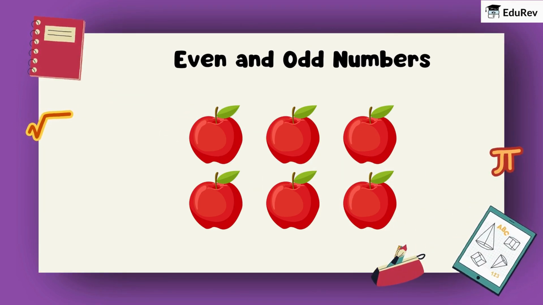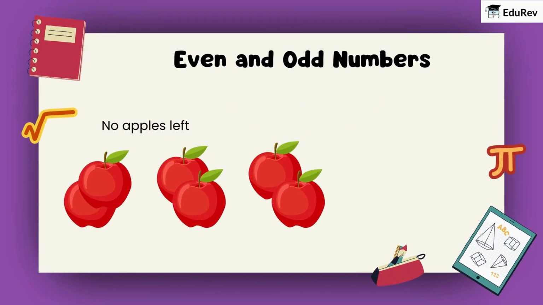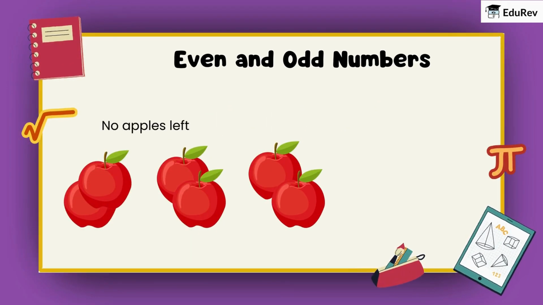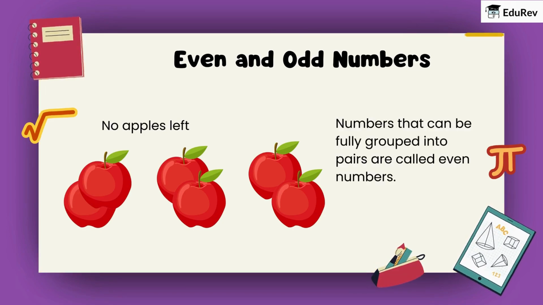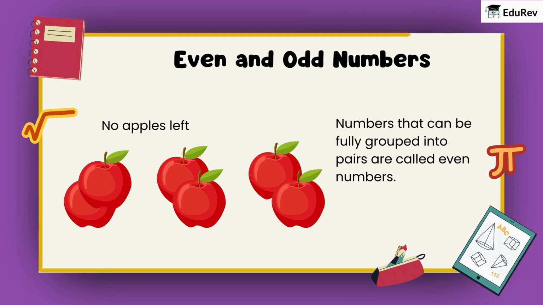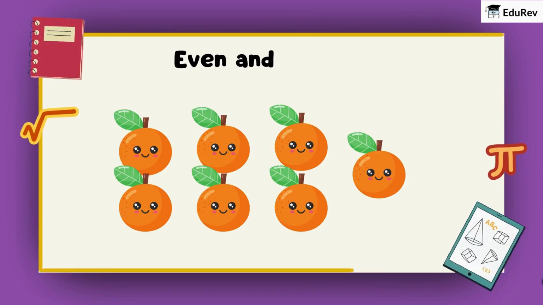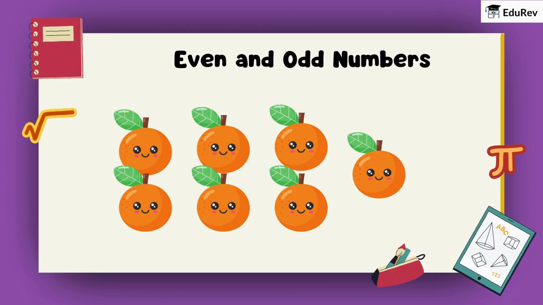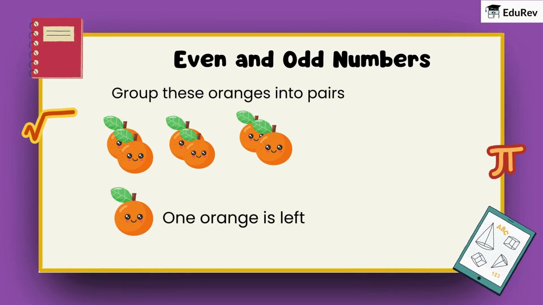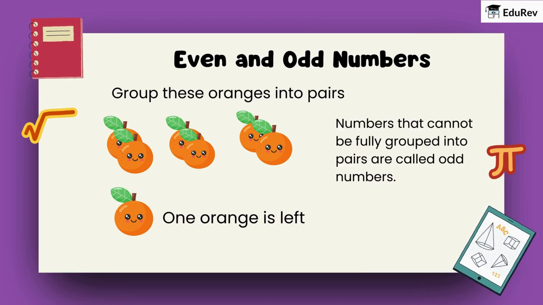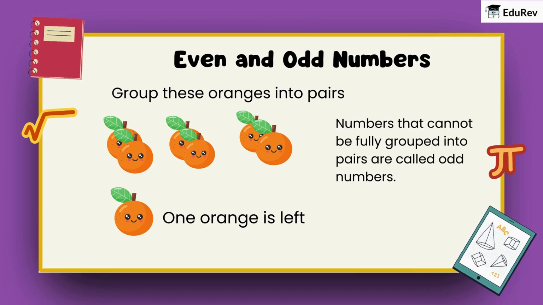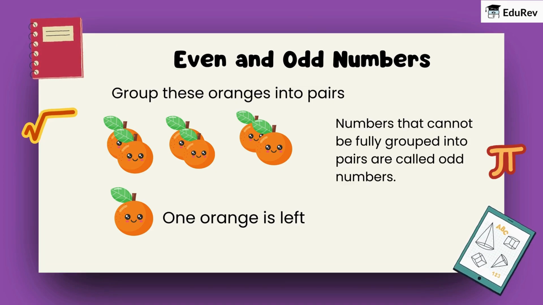If we have a group of 6 apples and divide them into pairs, there won't be any apple left over. Numbers that can be fully grouped into pairs are called even numbers. Now, let's take a group of 7 oranges and try to divide them into pairs. There will be 1 orange left over. Numbers that cannot be fully grouped into pairs are called odd numbers.